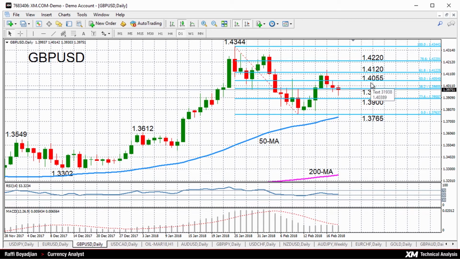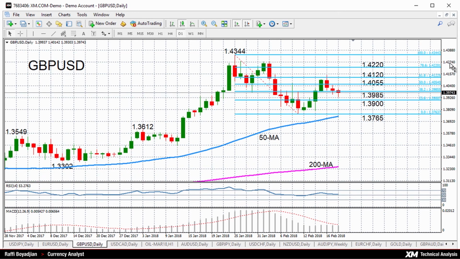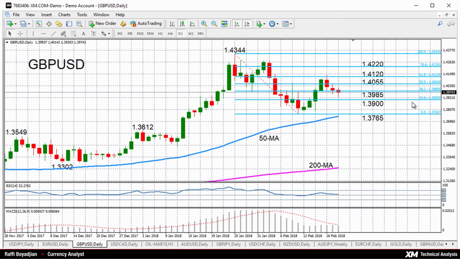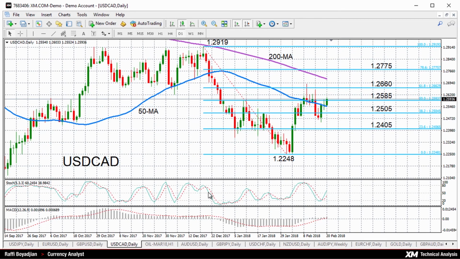Upside resistance we could see coming from the 50% Fibonacci retracement at around 1.4055. Then we've got the 61.8% Fibonacci retracement at 1.4120, and then we've got 1.4220. That would need to be challenged before cable targets fresh highs. We can see it's still some distance away from that 1.4344 level. And our final pair for the day, we've got dollar Looney.